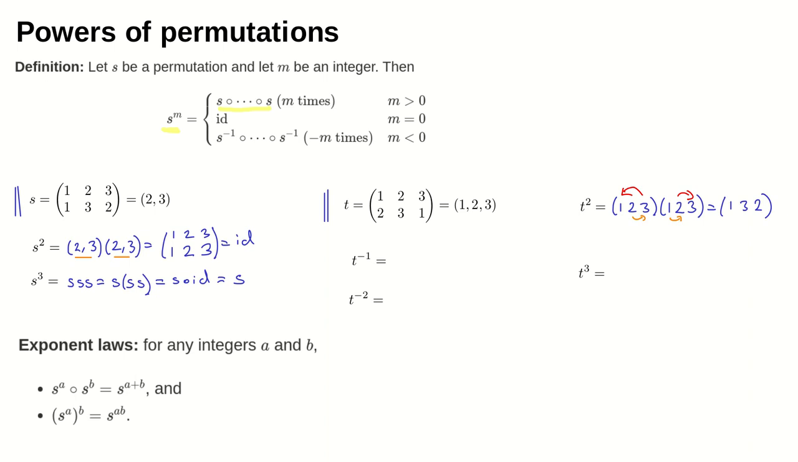Let's now work out t cubed. I can think of this as t times t times t, and again this is t times t squared. And we've just worked out t squared here, it's (1 3 2). So what we've got here is (1 2 3) composed with (1 3 2). And actually you should do this composition, and if you do it, what you'll find is that you get the identity permutation.